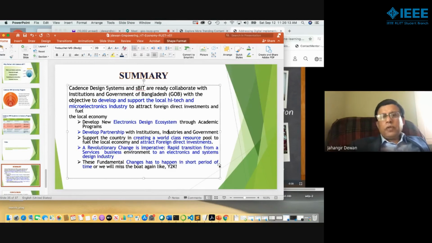And this revolutionary change has to happen. This change has to happen. The rapid transition from our sectors like agriculture and other service sectors, right, to electronic design sectors has to happen, and it has to happen rapidly.